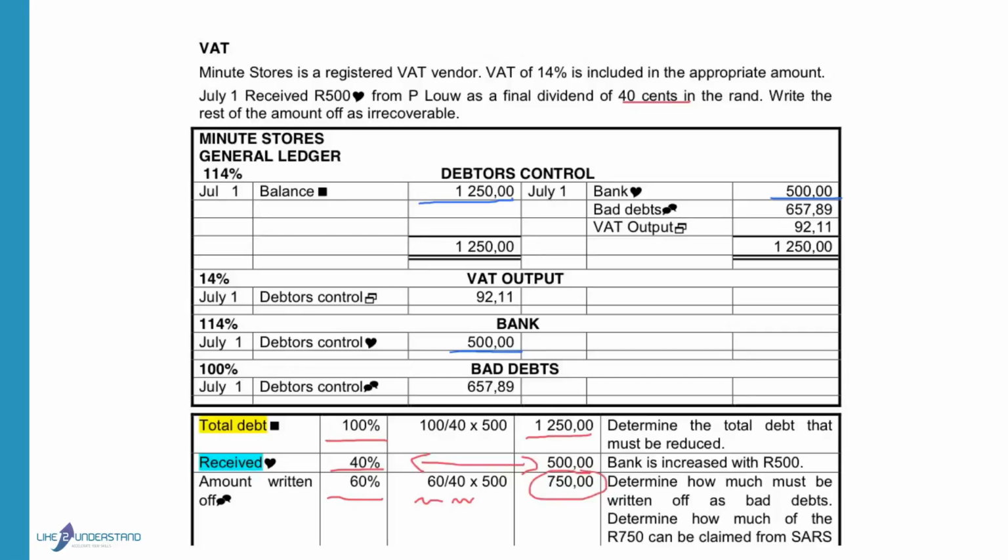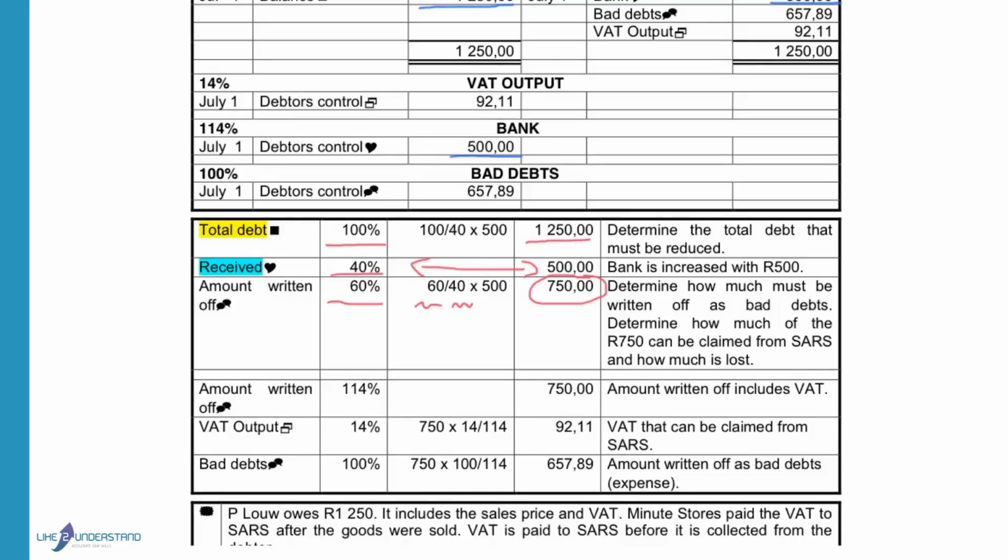Now we must remember that when we sold the goods, we paid VAT on the total sales. So included in this 750 is VAT that we are not collecting on behalf of SARS anymore. So we have to work out what portion of this 750 is VAT and what portion is bad debts. The total amount written off is 750. That amount equals 114% because it includes the bad debts and the VAT. To calculate the VAT portion, we take the 750 times the 14, the one that we want, divided by 114, the one that was given, and that means that we can claim back from SARS 92 Rand 11.